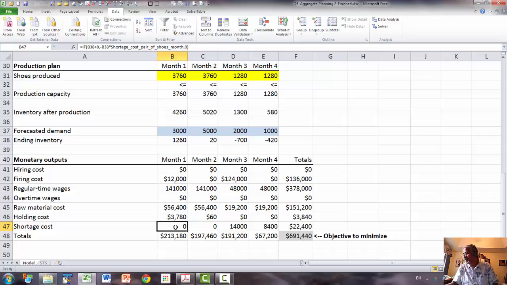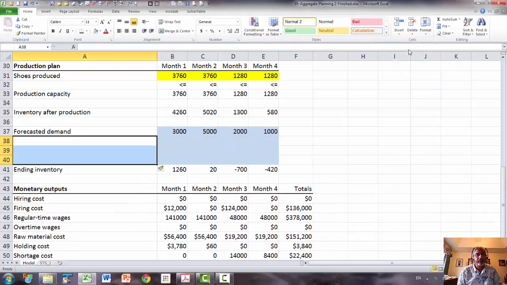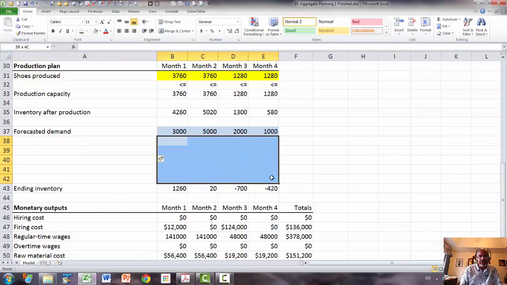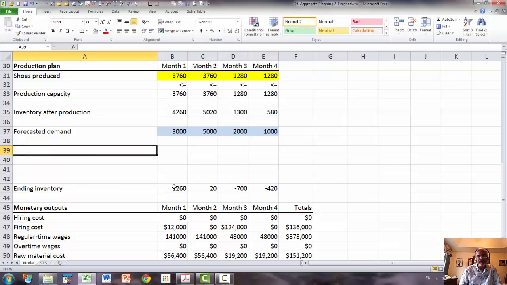And for that, what we're going to do is insert, after forecasted demand, let's go ahead and insert 3 more rows. Okay, actually we need 5 rows. So I'm going to insert 2 more rows. Okay. So now, well, let's clear this. Now here is the ending inventory.